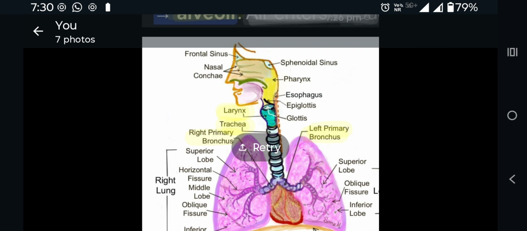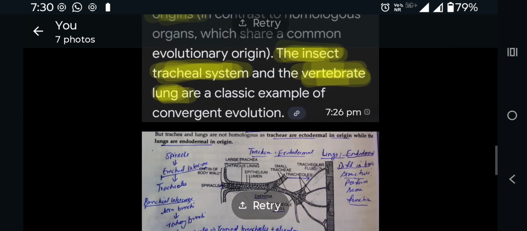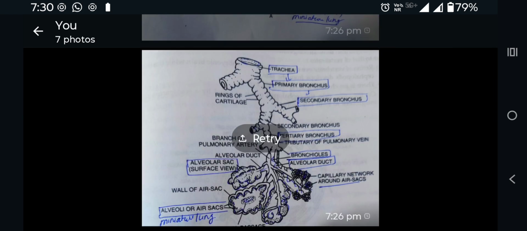These are the lobes, and you can see the structure of the primary bronchi, secondary bronchus, and tertiary bronchus. The trachea leads to forming the primary bronchi, then the secondary bronchus, then the tertiary bronchus, and tributaries of the pulmonary vein. You can see the structure here, forming the alveoli in the alveolar sac. This is the alveolar sac or alveolar ducts. The alveoli here are also the miniature lungs, the air sacs, and you can see the capillary network around the air sac.